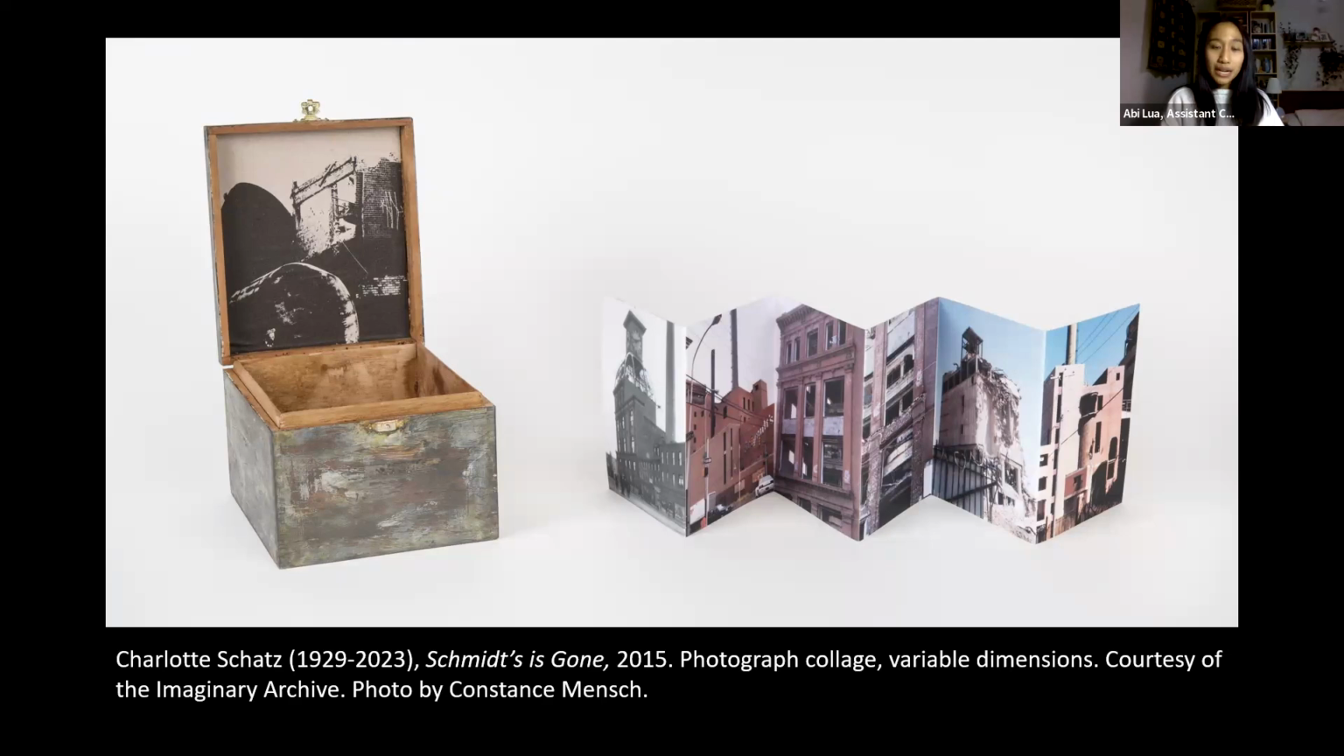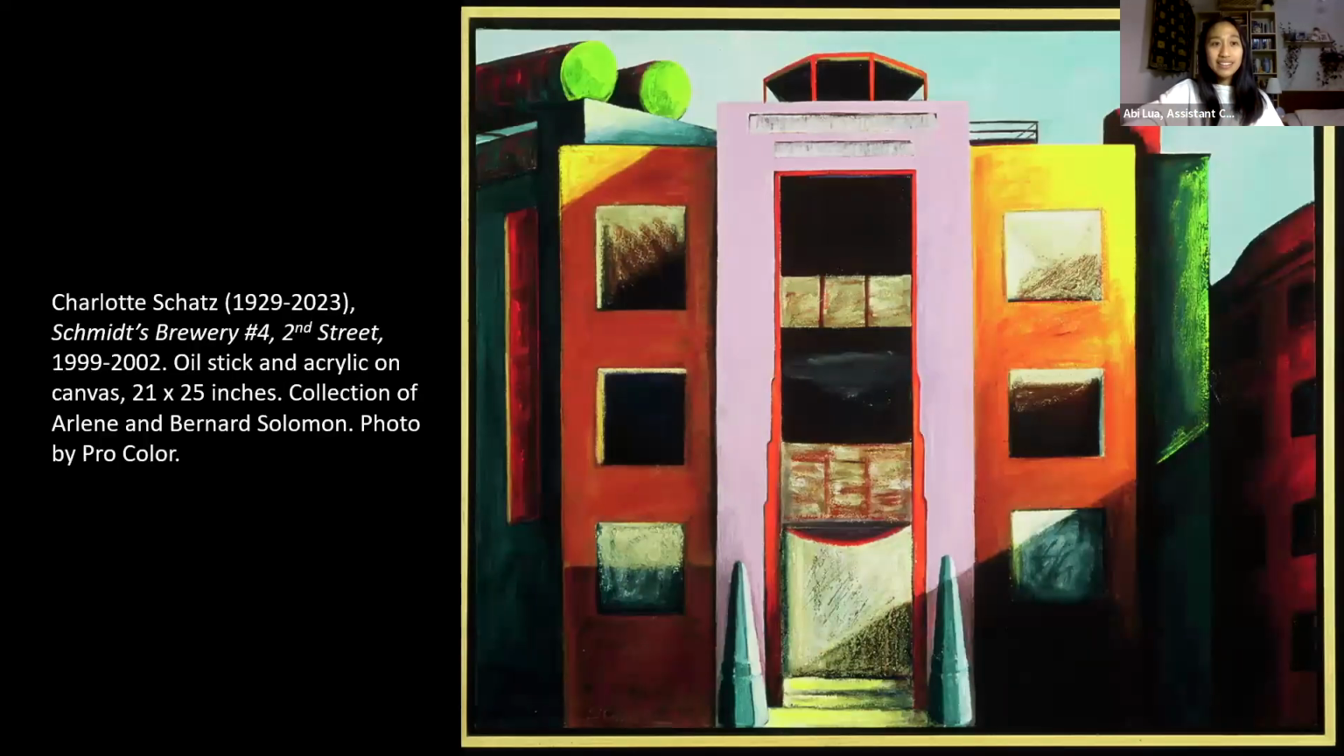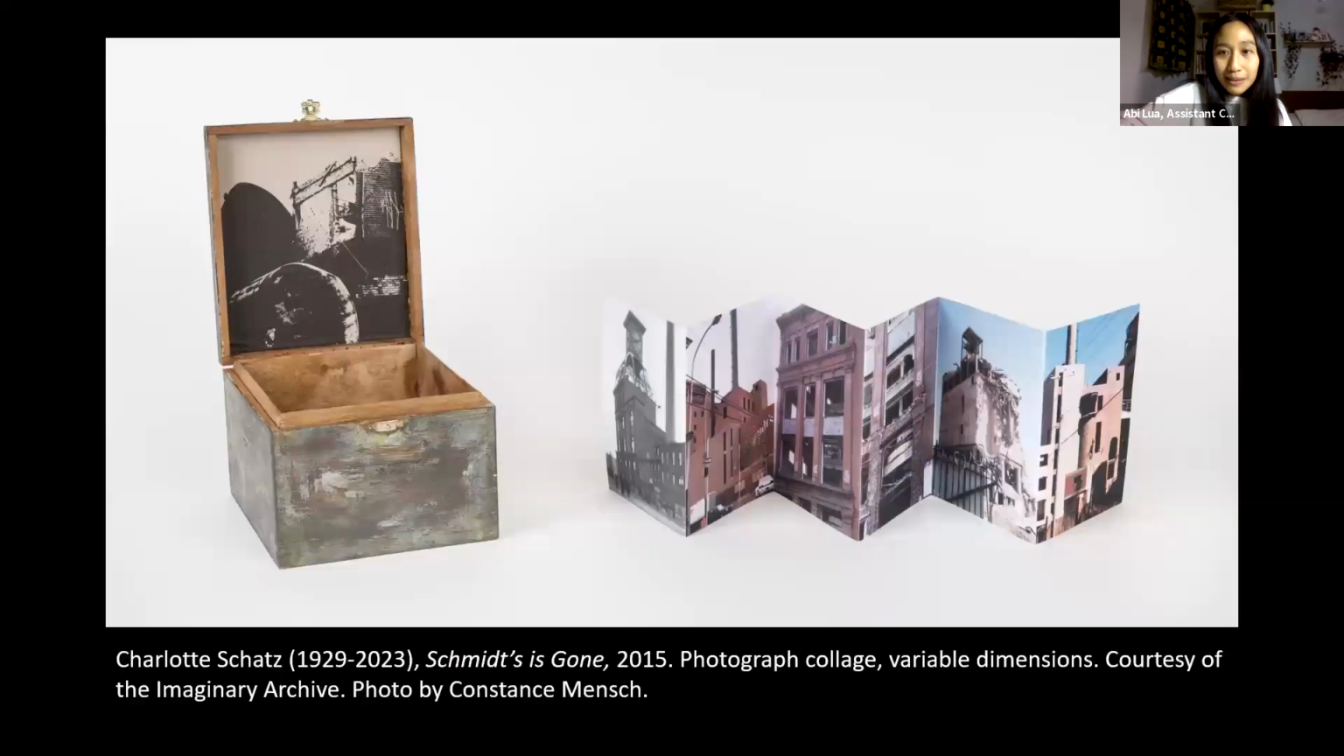And then this work is done by, not Schatz actually, but by her former student, Gregory Sholett, who is now an artist and professor himself. And he took these different images of the former Schmidt's Brewery, entitled it Schmidt's is Gone. So really thinking about how Schmidt's had once existed, and now it exists in an archive, and really records in the same way that Schatz's painting records what it looked like in its full view when it was built up.